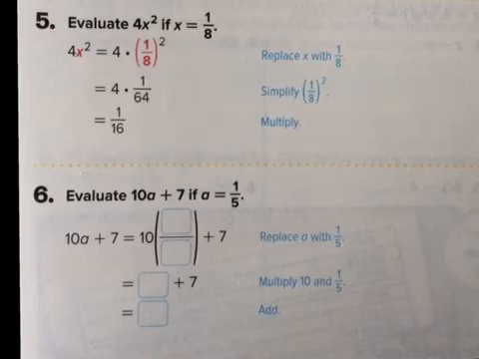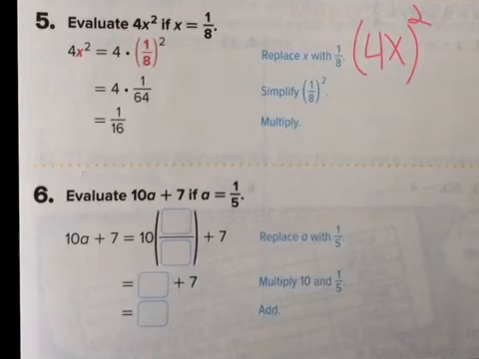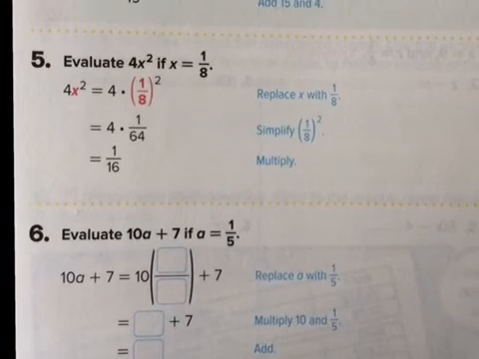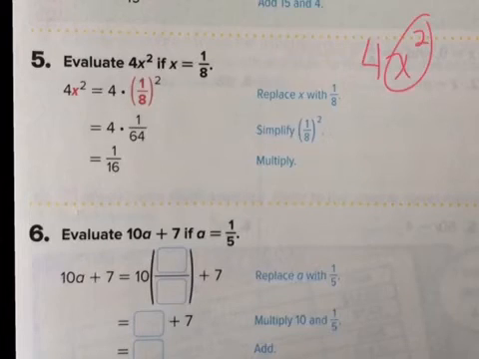Okay, the same concept goes with number 5, except now we have an exponent. And remember, the exponent only applies to the x. Got it? Otherwise we would have parentheses around the x, with the 2 on the outside. Then the exponent applies to the entire expression, right? But when there's no parentheses, like we have now, it only applies to the variable, to the x.